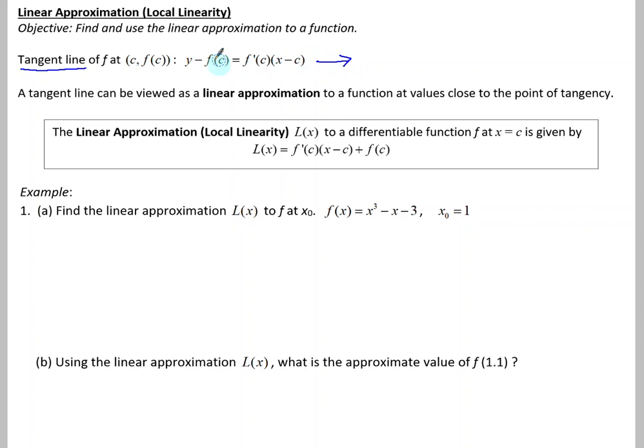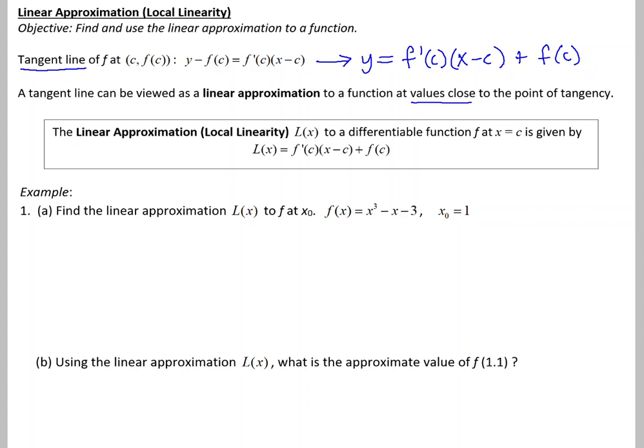Sometimes it's useful to solve the equation for y, in which case it would look like this after we add f of c to both sides. f prime of c times the quantity x minus c plus f of c. A tangent line can be viewed as a linear approximation to a function at values close to the point of tangency. So sometimes, especially if our function is quite complicated, instead of using the function to find values, we can just use a tangent line where we have a linear equation to approximate function values.